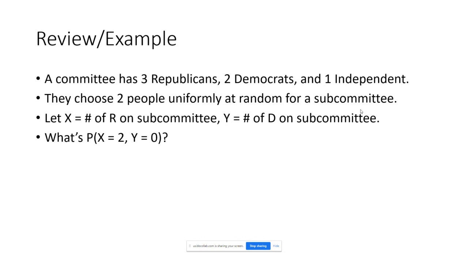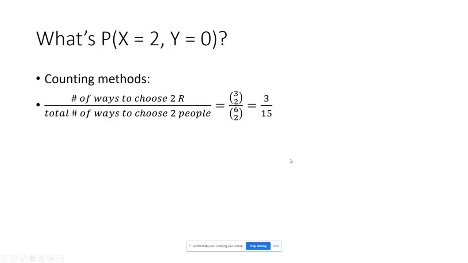Okay. Is it 2 tenths? Let me see what I got. 3/15. So 1/5. Yes. So we could do this in either of 2 ways. One way would be to use counting methods from way back in chapter 2. We have the number of ways to choose 2 Republicans is 3 choose 2, and the total number of ways to choose 2 people would be 6 choose 2. So we get 3/15, 2 tenths, 1/5.